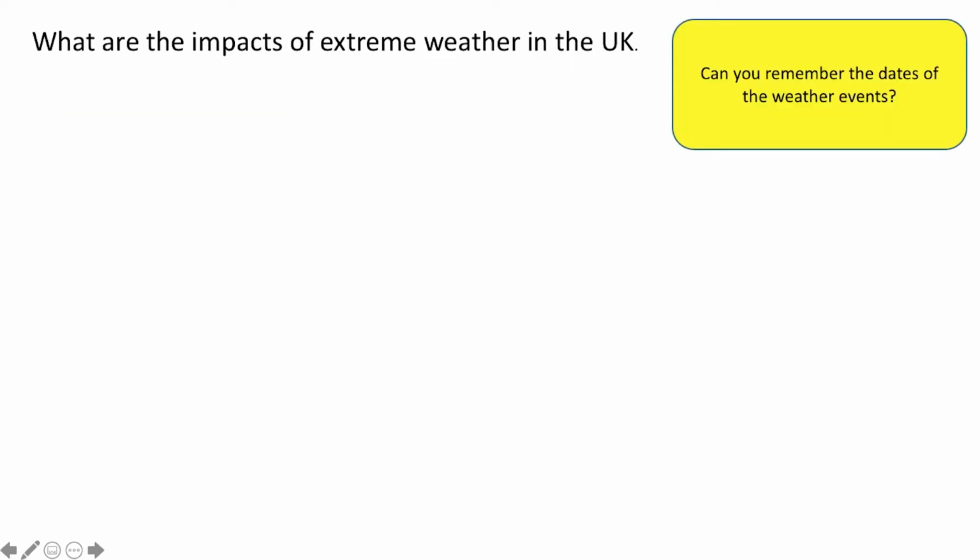So we might be asked a question such as, what are the impacts of extreme weather in the UK? First of all, can you remember the dates of the weather events from the previous slides? Try to remember those little diagrams. So, we had a heat wave in 2003, we had floods in 2009, we had snow in 2010, and in 2020 we've had the storms, Storm Ciara and Storm Dennis. Let's take a look at how we could answer this question.